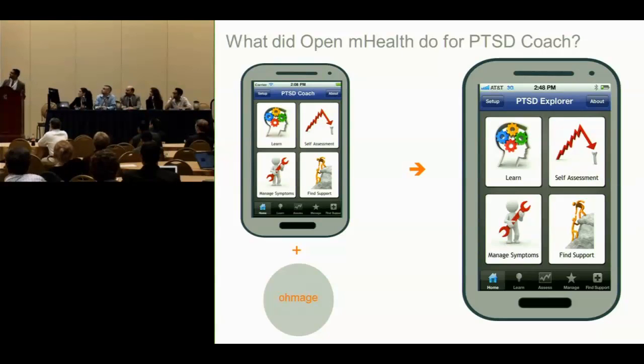Great. I guess this is an image of PTSD Coach and PTSD Explorer. There are two things that we did with Open mHealth, or that Open mHealth did with us. The first is to create the Explorer version of PTSD Coach, which basically is just the instrumented version of the app. So it looks almost identical to the original app. The only difference is there's a logon screen, so there's a username and password, so it's associated with a single patient or user, and all of the data, so usage data and all of the survey data, is being sent back through the system that Open mHealth has architected to an ohmage server.